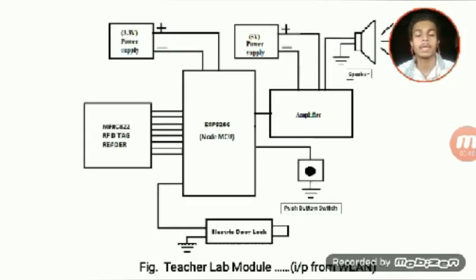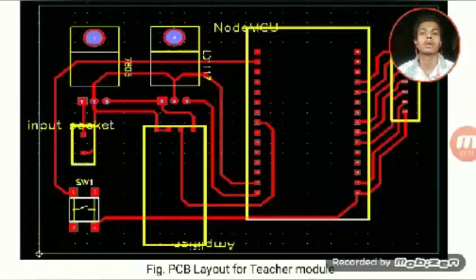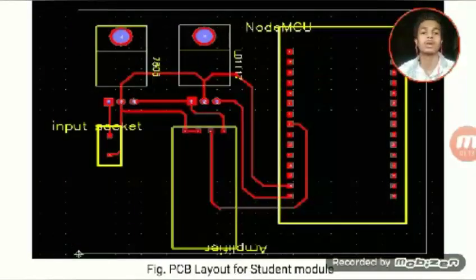Okay, the next block diagram is of the teacher module. The teacher module and HOD module are the same. The teacher module is equipped with various components like RFID tag readers, door lock systems, push button switches for teacher feedback, amplifiers and the speaker. This is the actual footprint of our PCB layout of the teacher module, and this is the actual footprint of the PCB layout of the student module, that is the class module.